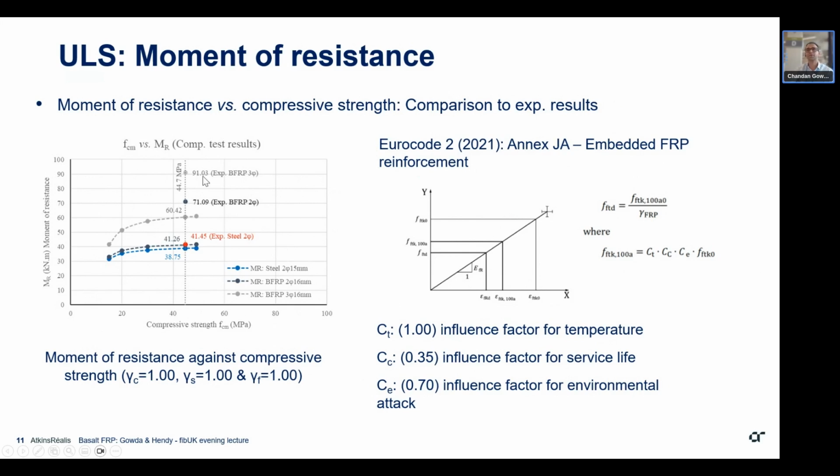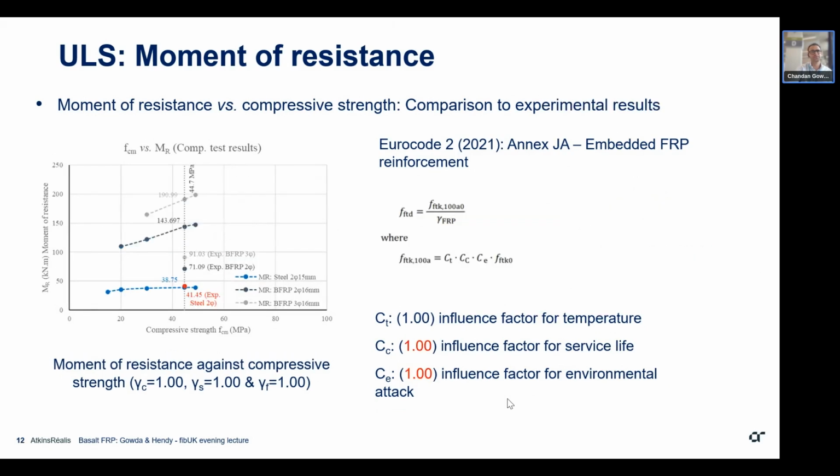And the reason for this is the influence factors which are used in the standard codes, especially in the Eurocode, where the tensile strength given by the manufacturer is converted to the 100-year design life by the safety factor. And then on top of it, we have these influence factors for temperature, service life, and environmental attack. And the values I've used for this are the values provided in the code for glass fiber reinforced polymers. So if I remove the safety factors, then my value still increases. This is somewhere where we need to work on having closer values, and this can only be achieved with more experimental testing.